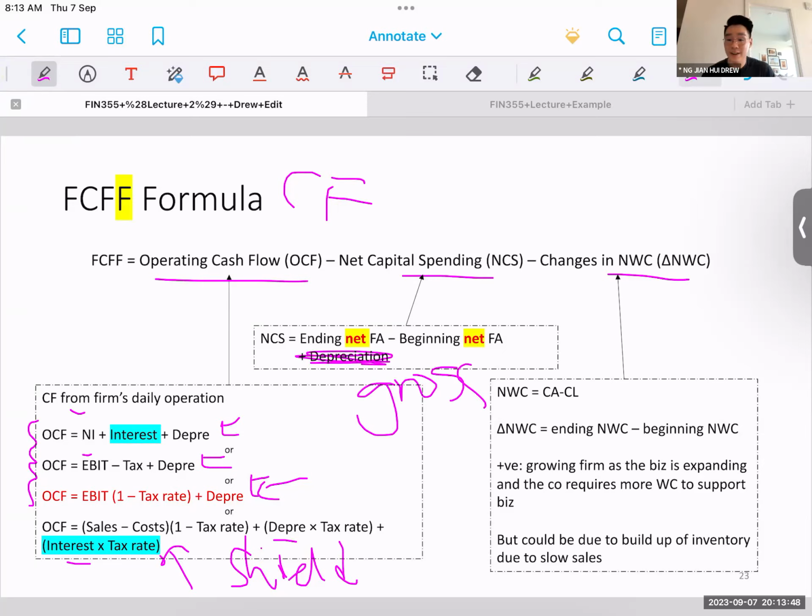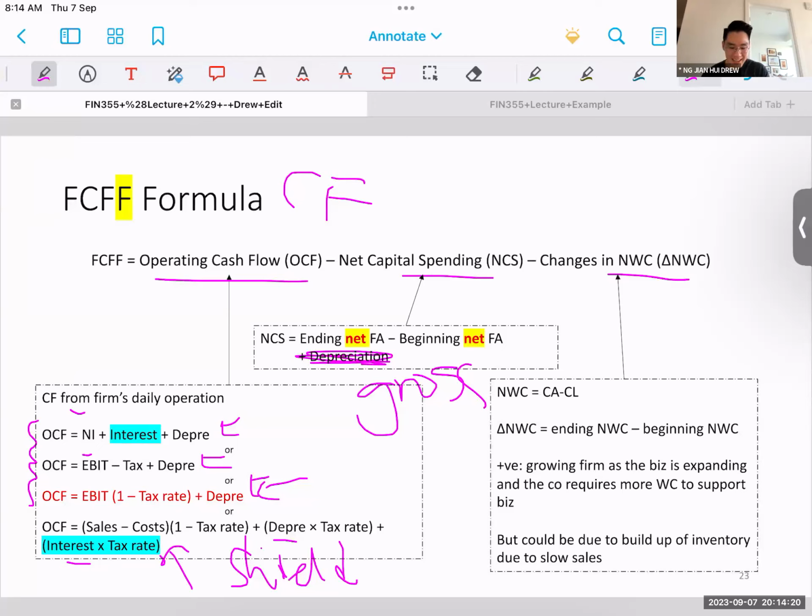If you are given gross, then you don't have to care about depreciation here. So please read very carefully in your financial statement. Net is after depreciation. Not depression, but depreciation. So take note of gross and net.